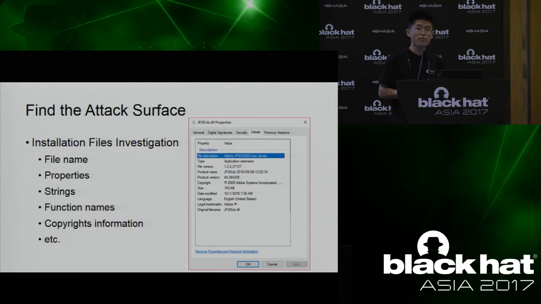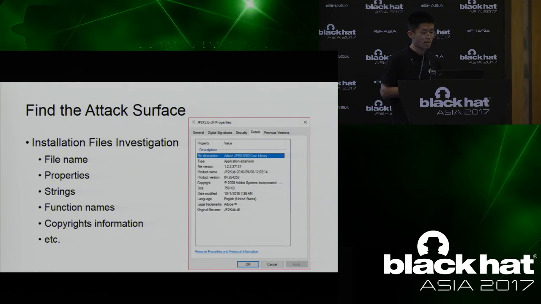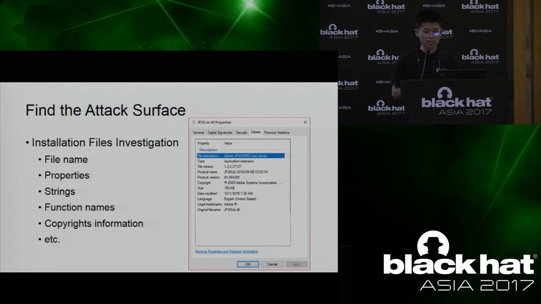For installation files investigation, here I use Adobe Acrobat and Reader as an example. To figure out a file's functionality, we can focus on the following information, such as file name, properties, strings, including ASCII strings and Unicode strings, and function names, including internal symbols and export functions, also copyright information, and so on.